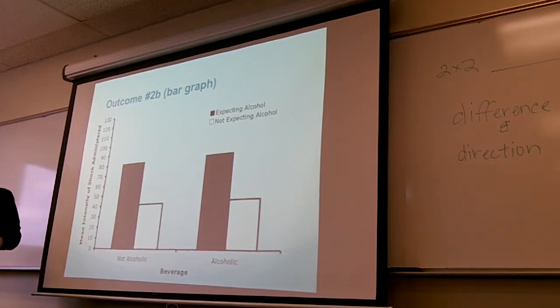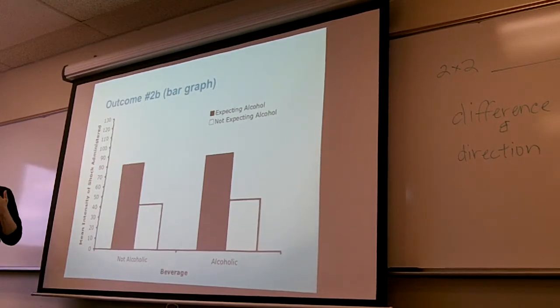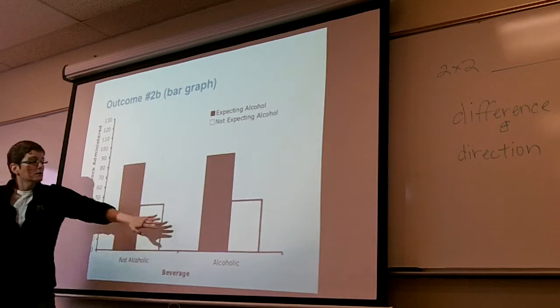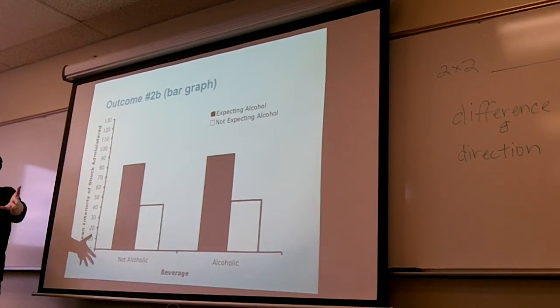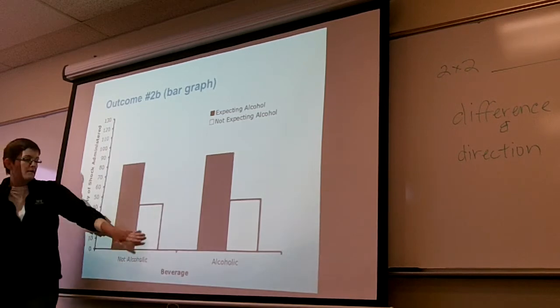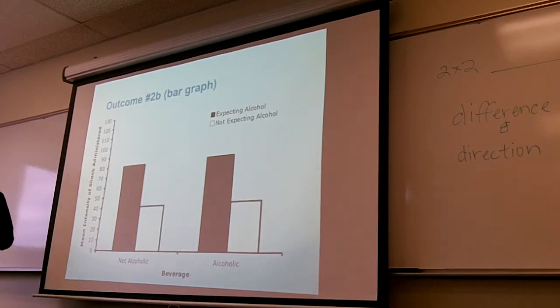So all we see on this graph is that main effect of expectation, such that people who were expecting alcohol shocked the other person significantly more than people who weren't expecting alcohol. Okay? Make sense? Can you see that on the graph? Okay.